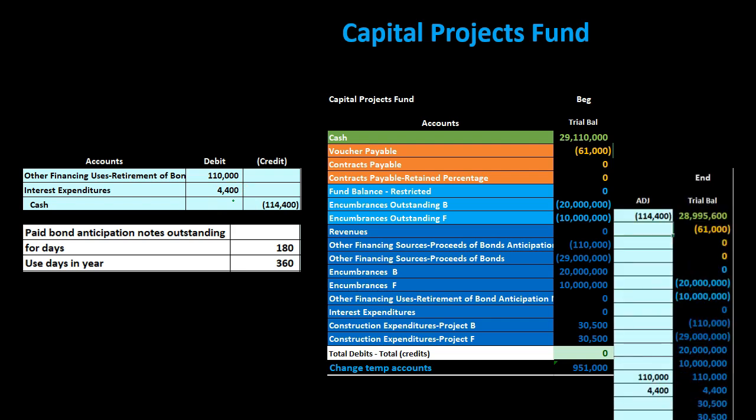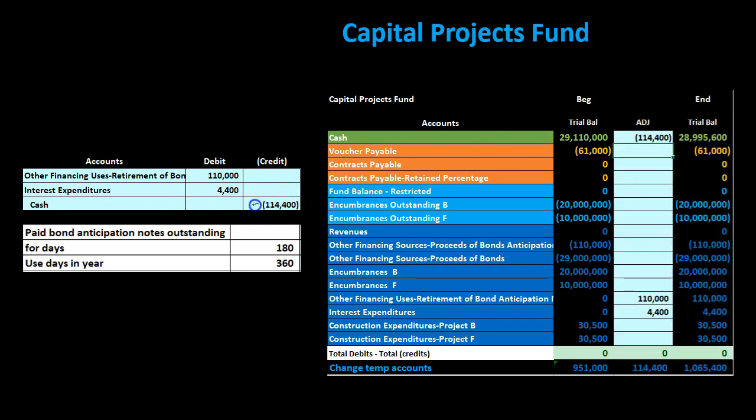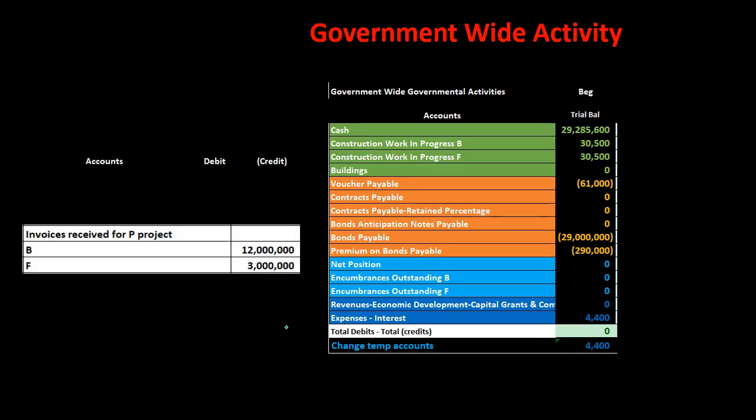If we record this out, then we're going to say cash is decreasing, so cash is going down. Then we have the other financing uses acting like an expense. So here's the other financing uses going up in the debit direction. Then we have the interest expense going up in the debit direction as well. Of course, acting like an expense, or expenditure, I should say. It's in the modified accrual basis for the capital projects fund, therefore interest expenditure.